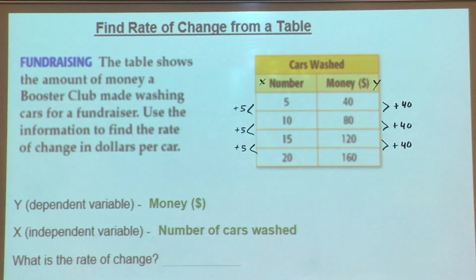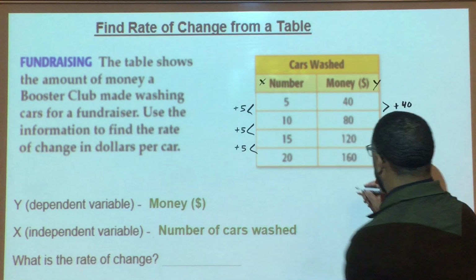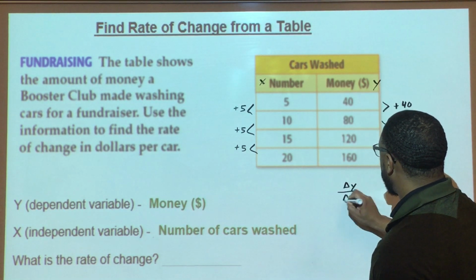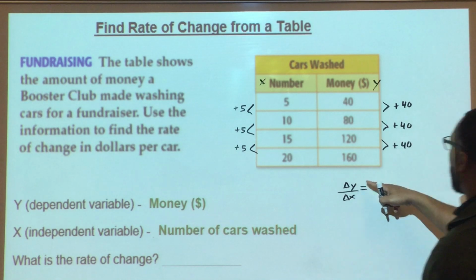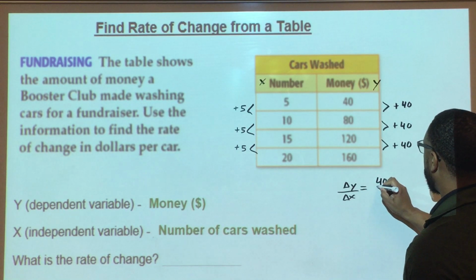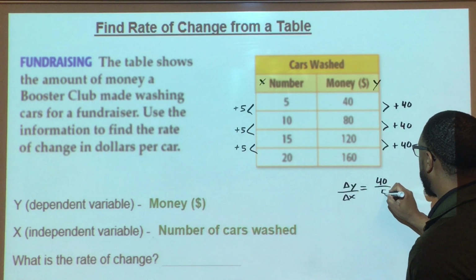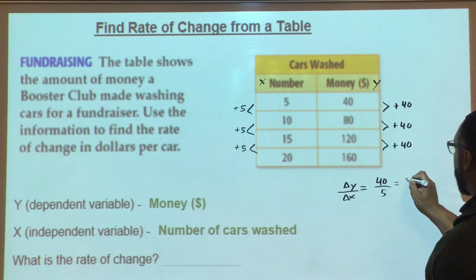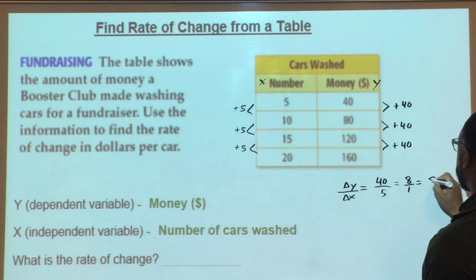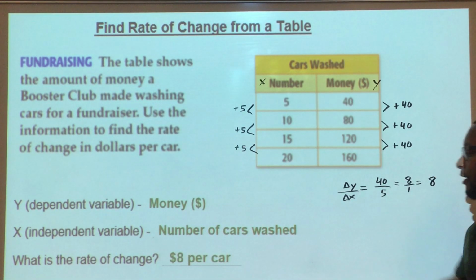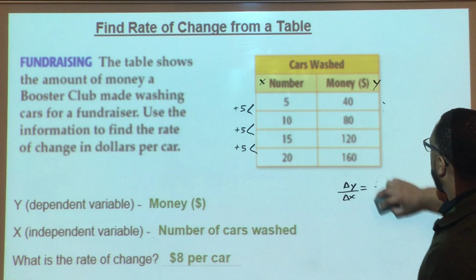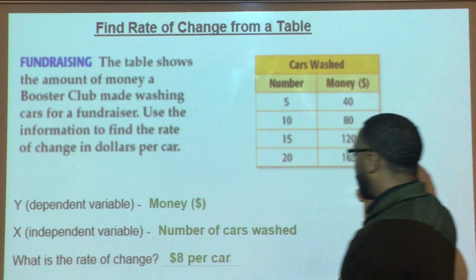Now, to determine the rate of change, this is all we do: the change in y over the change in x. So y is changing by 40, x is changing by 5, 40 over 5. Now we have to simplify it. That simplifies to 8 over 1. 8 over 1 is 8. So my rate of change is $8 per car. I'm done. That is all we do to find the rate of change. So this is from a table, and we'll look at another example that deals with a table, but this is all we're doing.